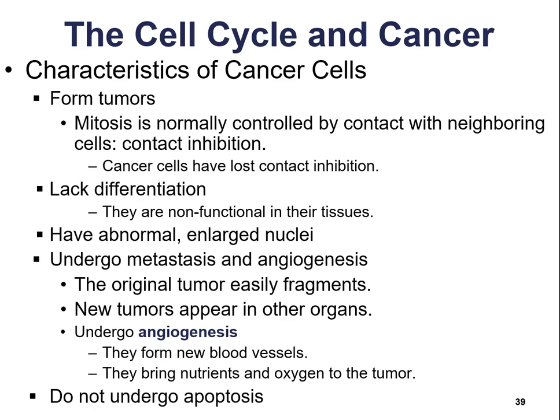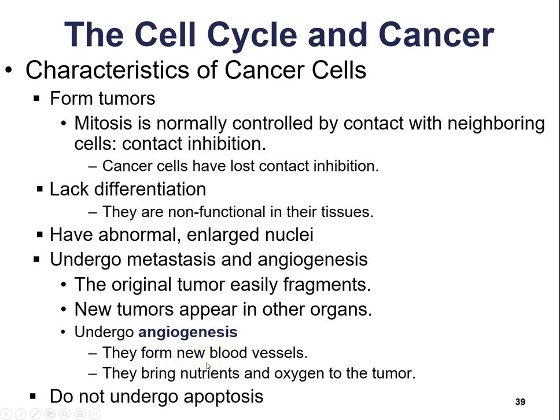They also lack differentiation, okay? Meaning they're non-functional in their tissues. So if you're talking about a lung cell, for example, these cancer cells are just there and keep dividing. They don't actually function as lung cells, okay? They have abnormal and large nuclei if you look at them morphologically. We mentioned this before, they undergo metastasis, and angiogenesis is the formation of new blood vessels, okay?